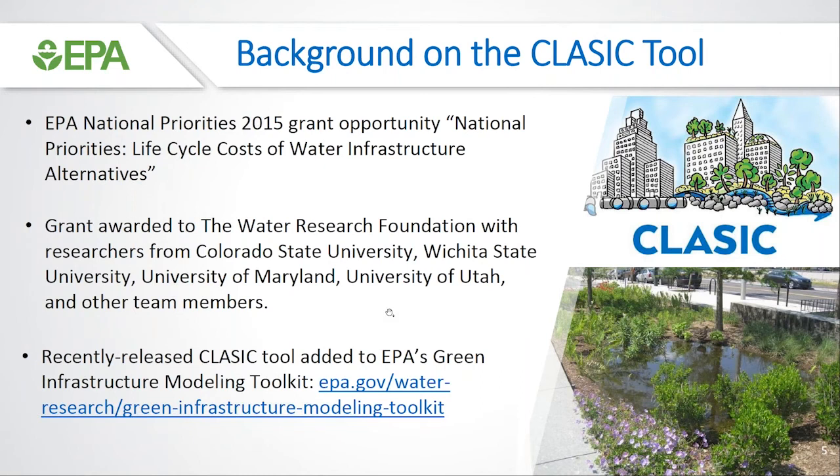In 2016, EPA awarded one of these grants to the Water Research Foundation to include researchers from Colorado State University, Wichita State University, University of Maryland, and University of Utah. The team has recently released the Community-Enabled Life Cycle Analysis of Stormwater Infrastructure Costs, or CLASIC tool. This is a new web-based tool that's already included in EPA's Green Infrastructure Modeling Toolkit. Communities can use the tool in support of holistic stormwater management and integrated planning efforts.